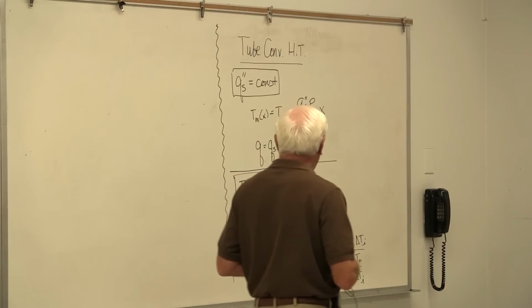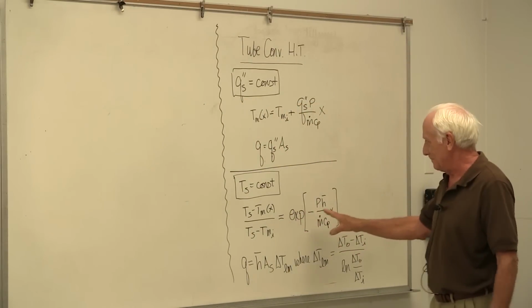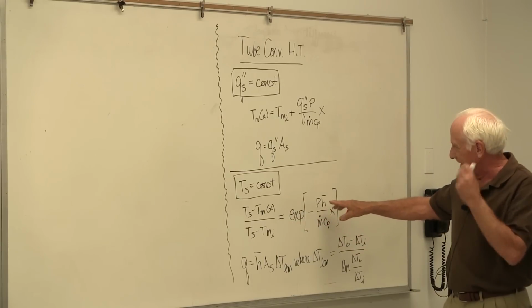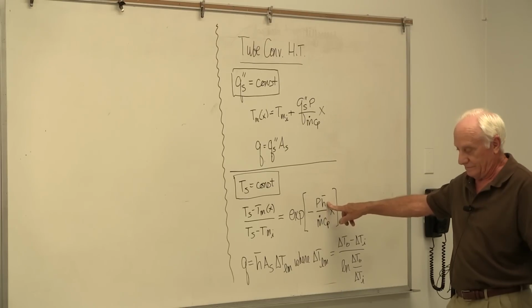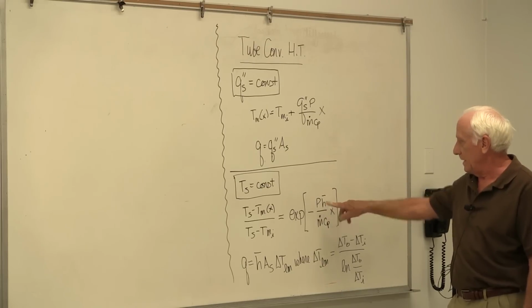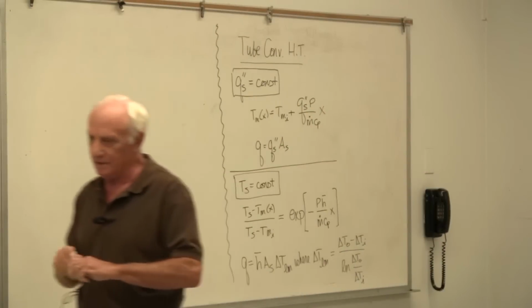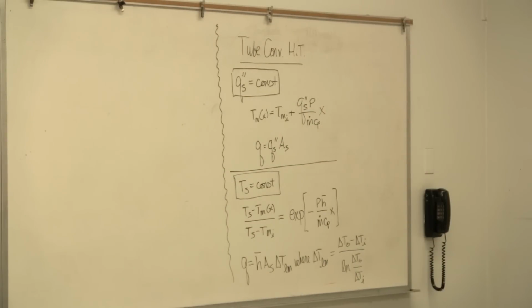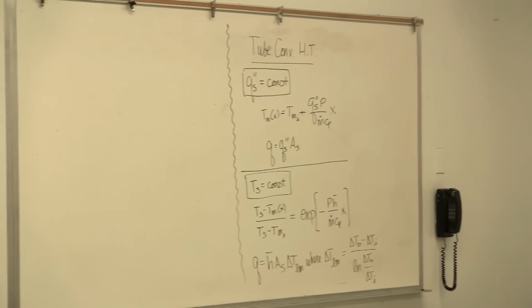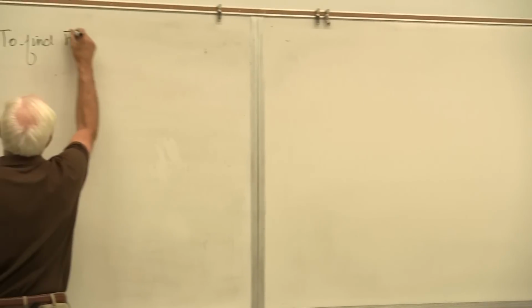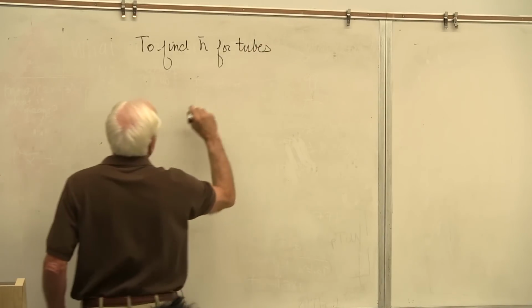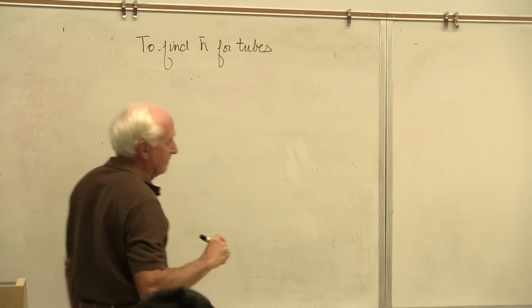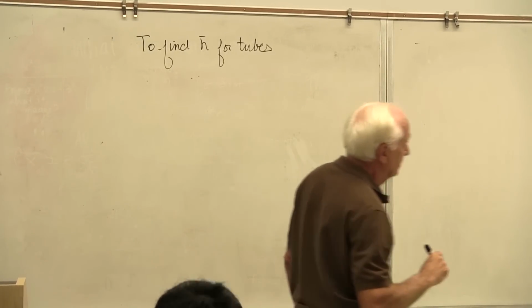Now, this equation is fine, except the only problem is nobody's going to give us h bar. We're expected to find h bar from Chapter 8 material. So how do you find h bar? We'll start over here. To find h bar for tubes, the derivation is, let's do the first one first.